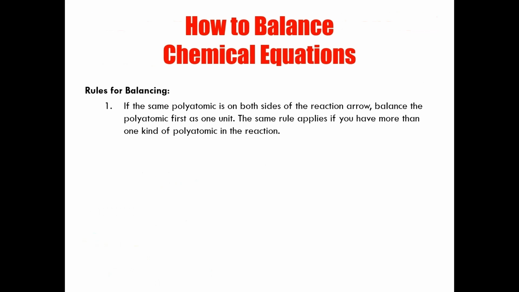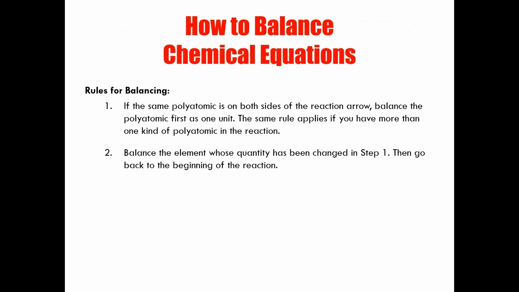The first: if the same polyatomic is on both sides of the reaction arrow, balance the polyatomic first as one unit. The same rule applies if you have more than one kind of polyatomic in the reaction. Rule number 2: balance the element whose quantity has been changed in step 1. Then go back to the beginning of the reaction.